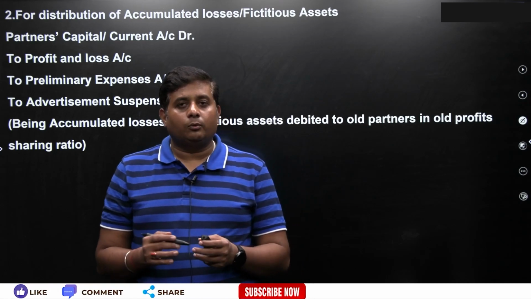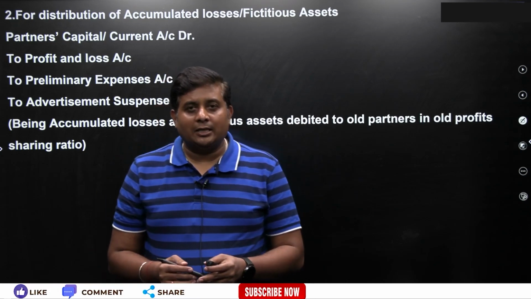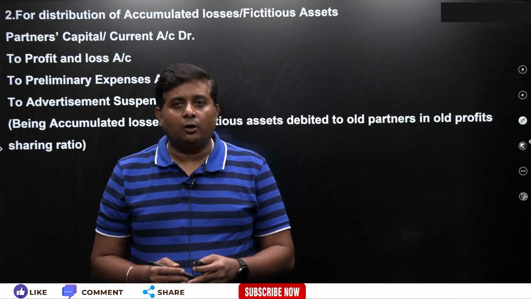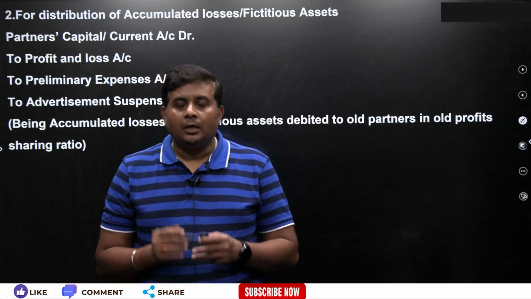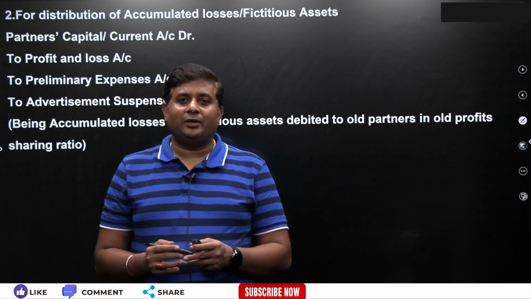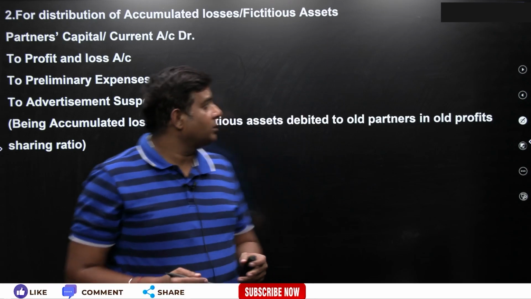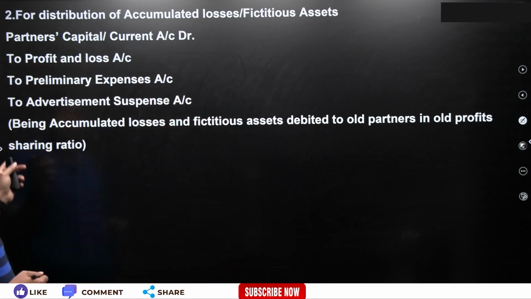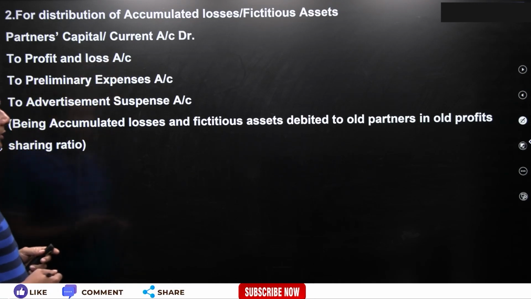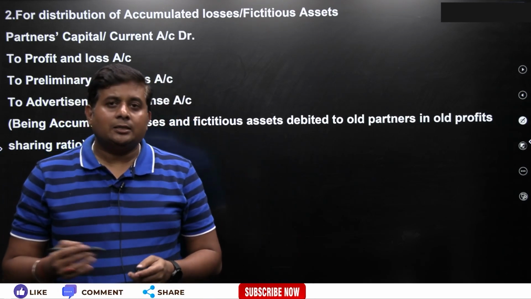Now the question is, what are the types of losses? The types of losses are mentioned on the asset side of the balance sheet, mostly deferred revenue expenditure, advertisement suspense account and profit and loss account debit balance. Whenever there are accumulated losses, they need to be distributed to the old partners in their old profit and loss ratio. So the journal entry is: old partners' capital or current account debit to accumulated losses account, distributed in their old profit and loss sharing ratio. Let's take a question for this.